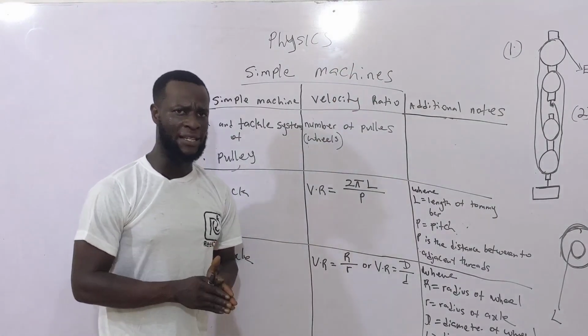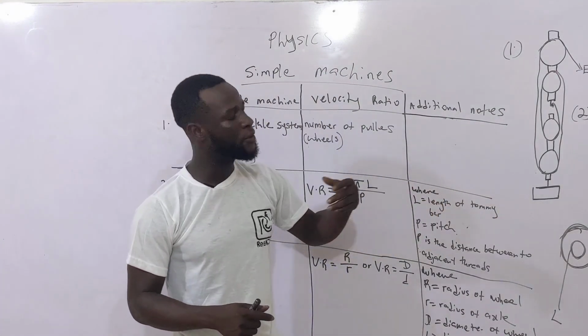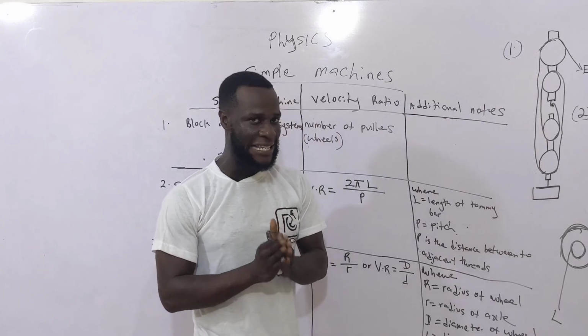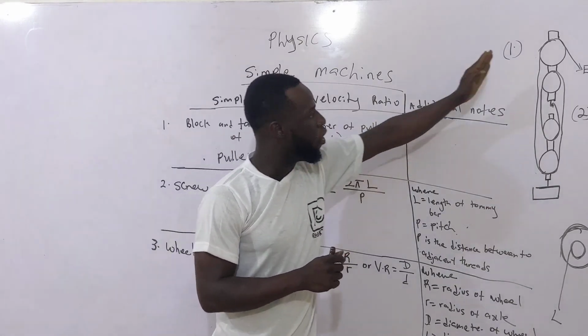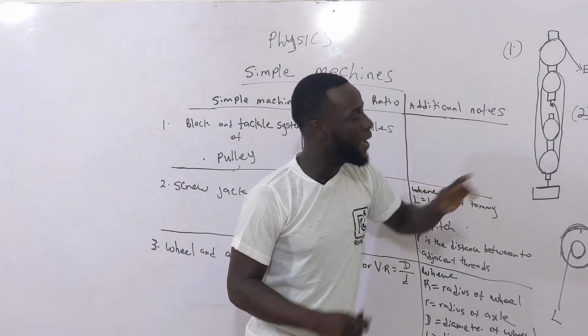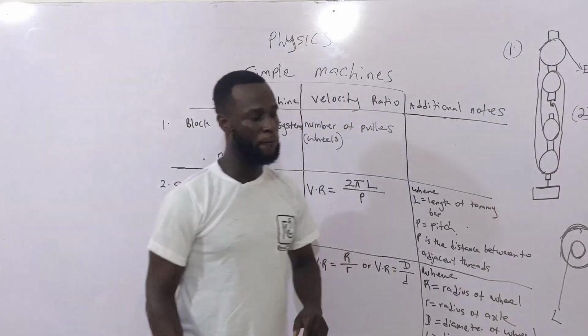And sometimes in some exams, they will just draw the diagram like this and they can ask you questions. Now, by just looking at this diagram, I can tell you the velocity ratio of this. The velocity ratio of this is 4. Why? Because there are 4 pulleys: 1, 2, 3, and 4.